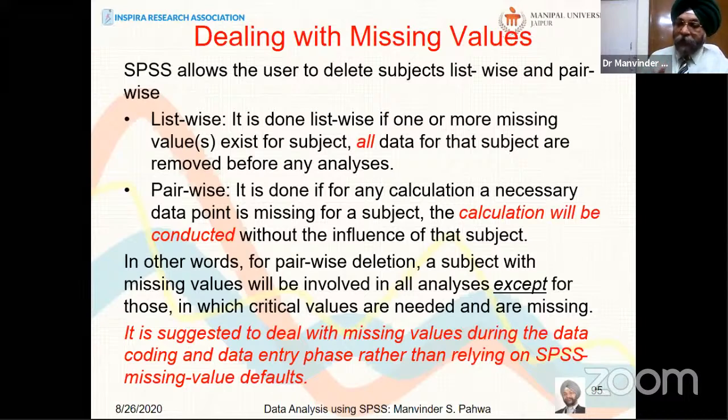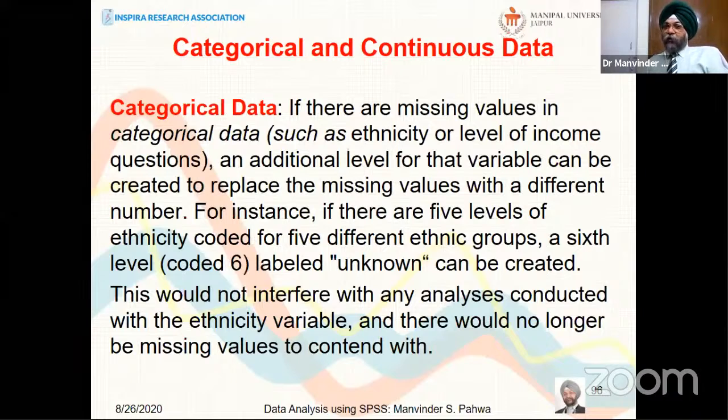Okay. Now, one thing is there: you can make continuous data categorical, but once made categorical, you cannot convert it into continuous. This also I told you yesterday. So let us just discuss it in detail. If there are missing values in categorical data, for example the ethnicity question or a gender question, you cannot tell SPSS to generate some value for you. It will not be able to do that.